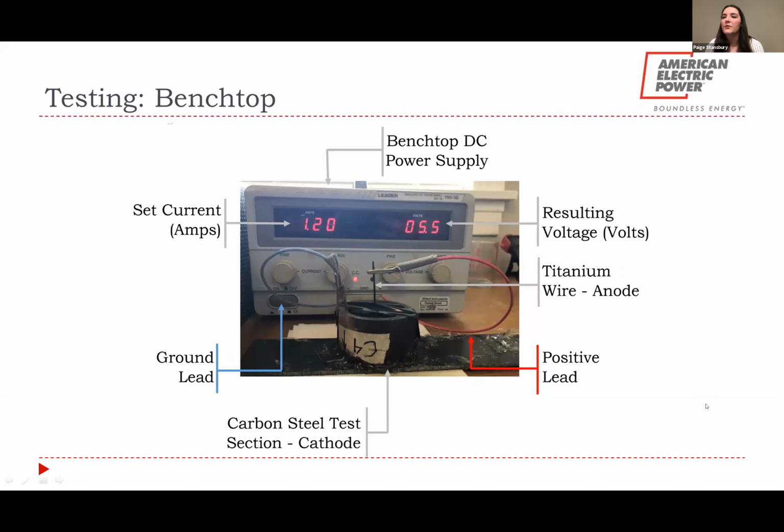Because we saw successful plating when treating our total system, we decided to shift our focus to benchtop tests to see what was actually happening when we electroplated within a cracked piece of pipe. So this is the general setup that we used for our benchtop test. As you can see, we used a benchtop DC power supply to supply a set amount of current with a resulting amount of voltage. And then we used a carbon steel test section that included a cracked piece in it, and those were provided by AEP.